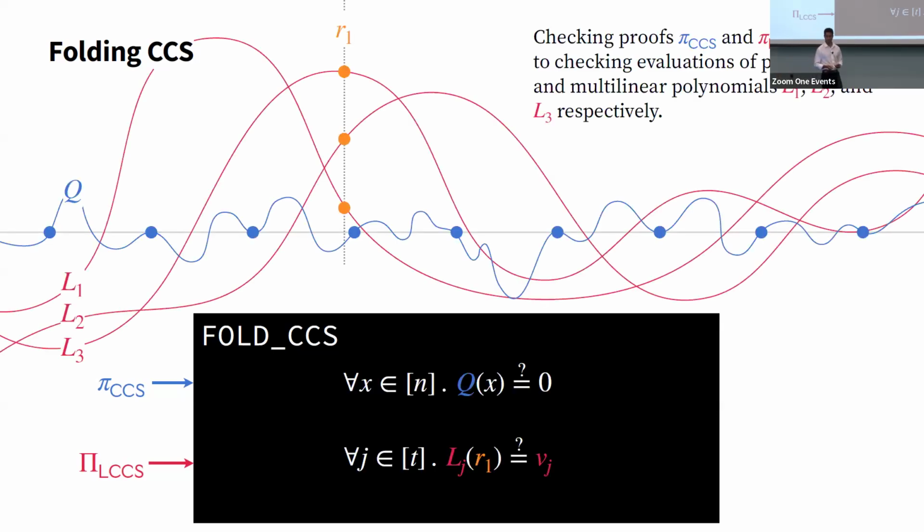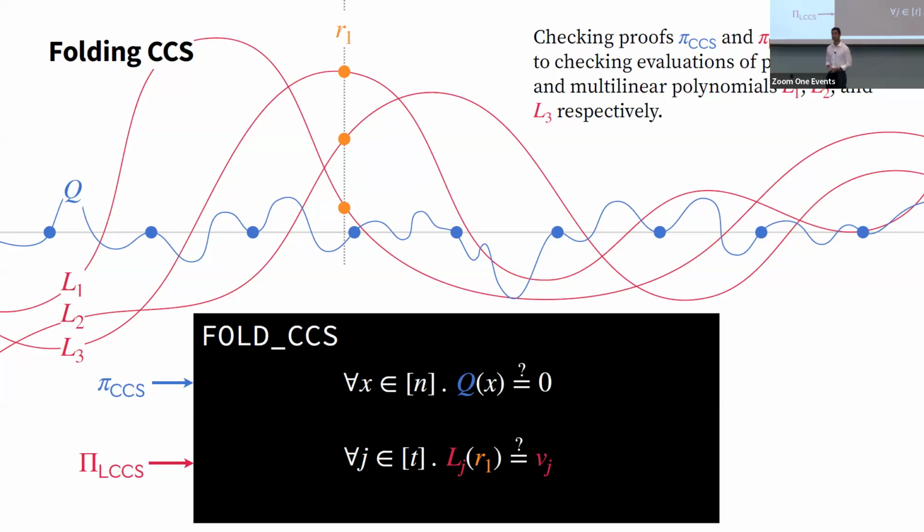Okay, so now I want to give a quick technical overview of how we design such a folding scheme. So we'll start off with a proof for CCS as well as a proof for linearized CCS, okay? And the core observation is that, well, checking a CCS proof is roughly equivalent to checking a high-degree polynomial Q is equal to 0 on a fixed set of points. And similarly, checking a linearized CCS proof is equivalent to checking a set of multilinear polynomials, L1, L2, L3, and so on and so forth, on a single random point r1 is equal to a set of values v1, v2, v3, and so on and so forth.